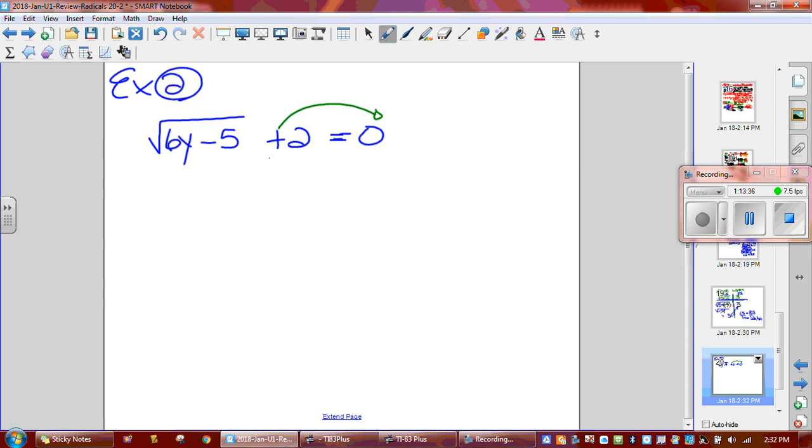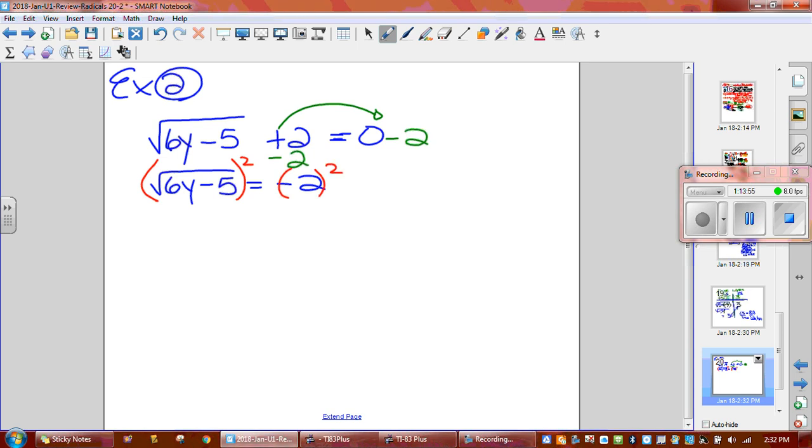So now I square it. All it does is get rid of the root sign on the left-hand side. So on the left-hand side, all I'm going to have now is 6y minus 5. And on the right-hand side, I'm going to have a positive 4 because I squared a negative. Now we solve for y. So I'm going to move my 5 over by adding 5. I'm going to get 6y is equal to 9.